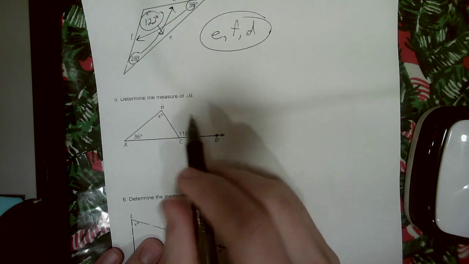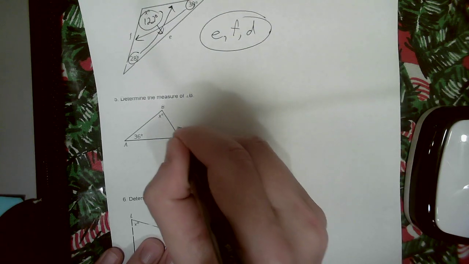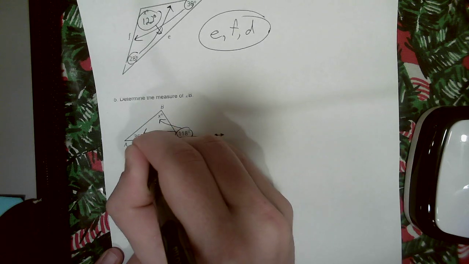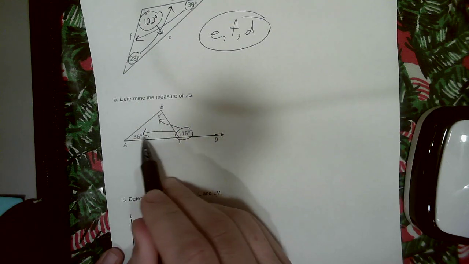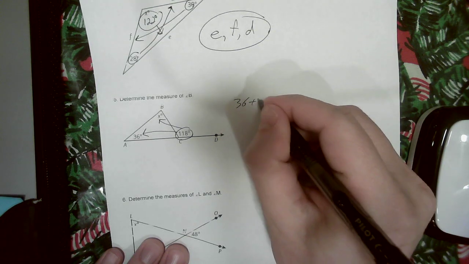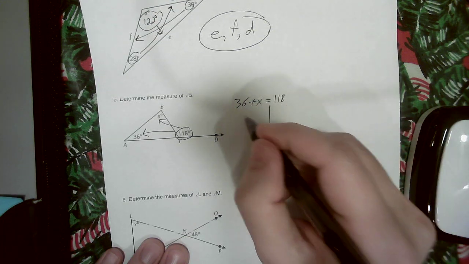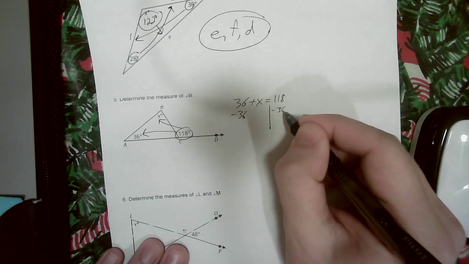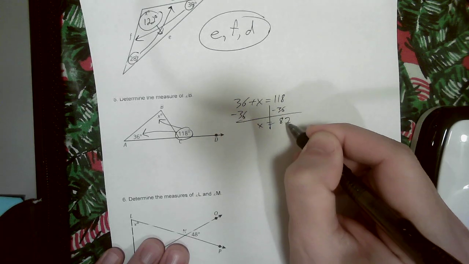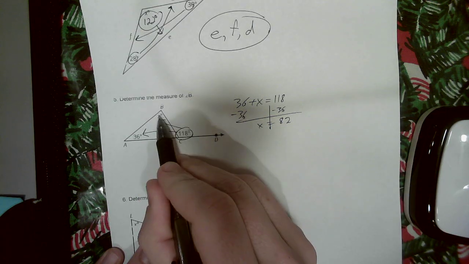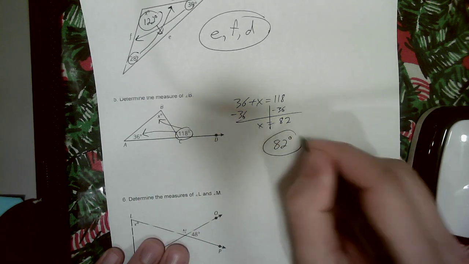All right. Next one, this is the exterior angle. The exterior angle, we remember, is equal to the sum of the remote interior angles. So not the one next to it, but the ones across from it. So 36 plus x equals 118. Solve for x. I get 82. Angle B here is x. There's no other expression. So it's 82 degrees.